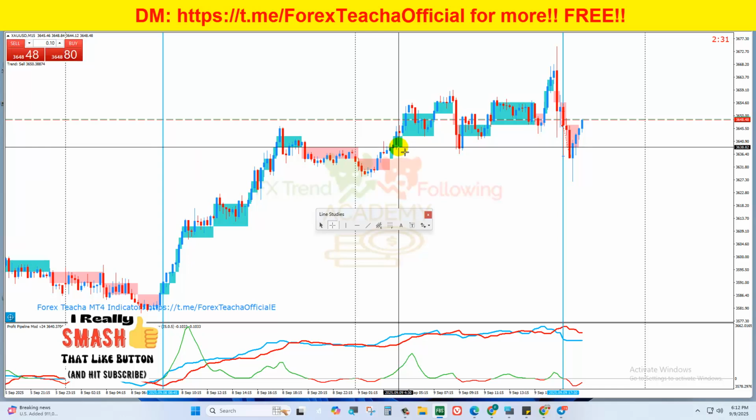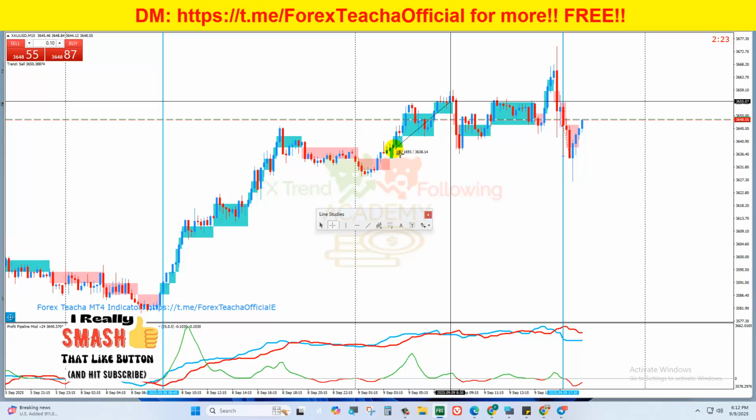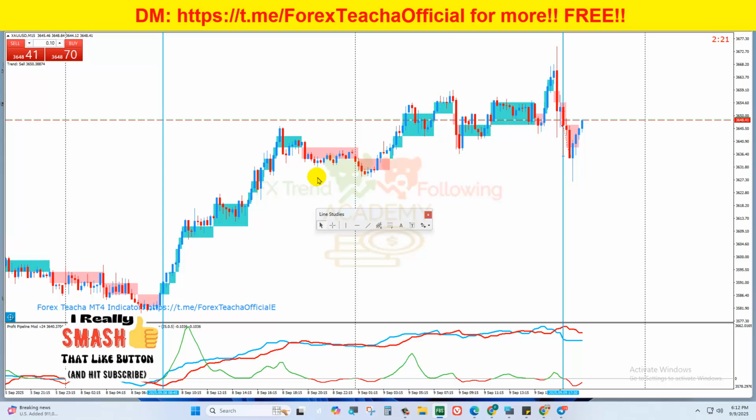You can see it went all the way up until it turned right here. All right, it turned right here, which means from here to here, that was almost 170 pips. So this was another winning trade.